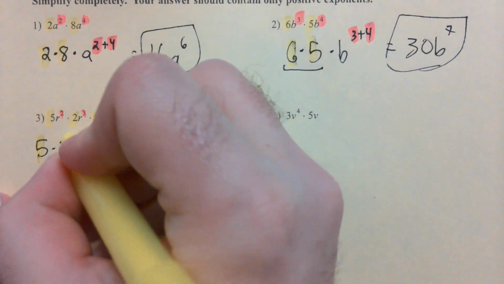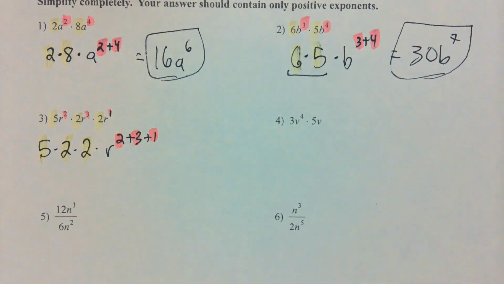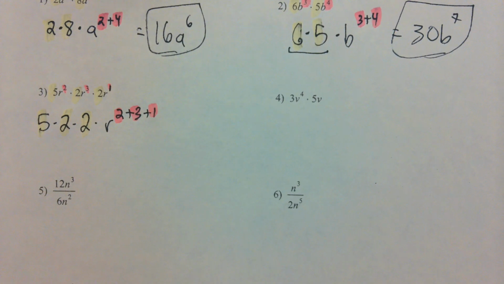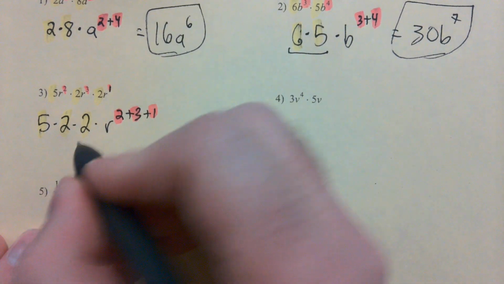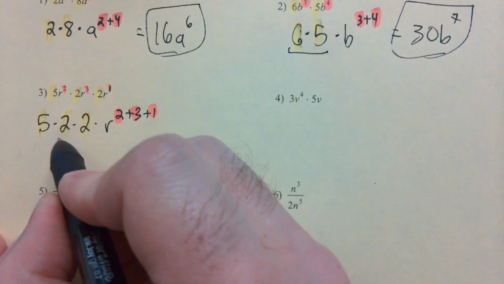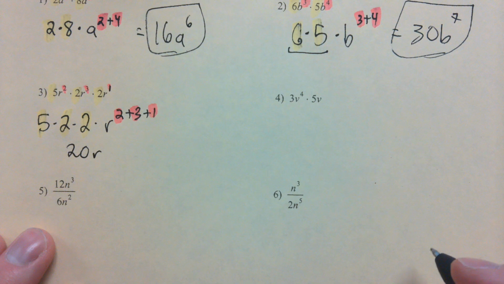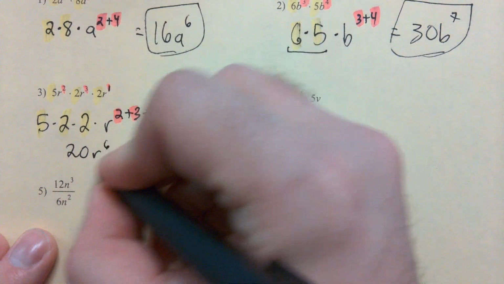Now I'm going a little quick here, but we spent a lot of time on this over the last couple days, so hopefully you're following along and making those corrections that you need to. 5 times 2 times 2, well, that's 10, and 10 times 2 is 20. R to the power of what? 6. There we go, thank you.